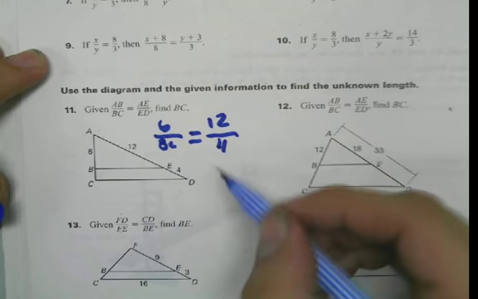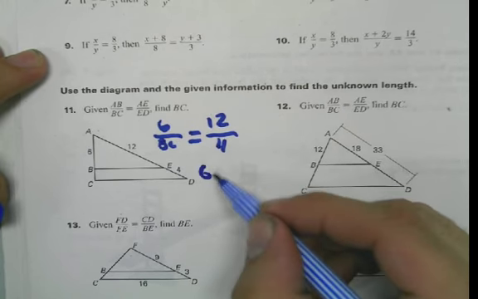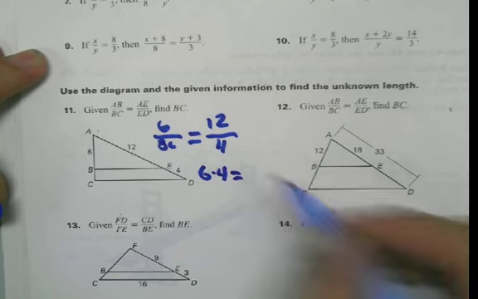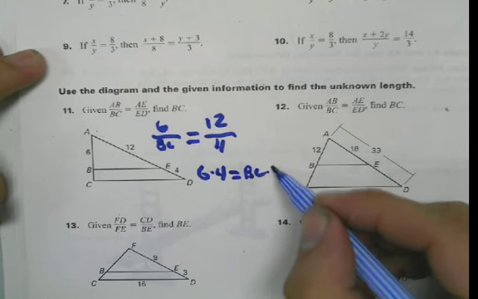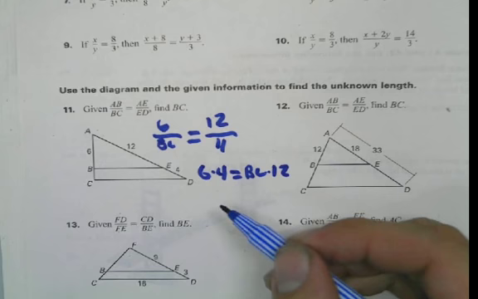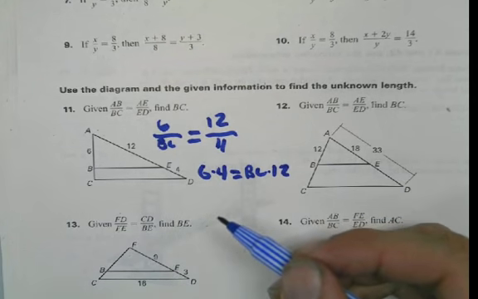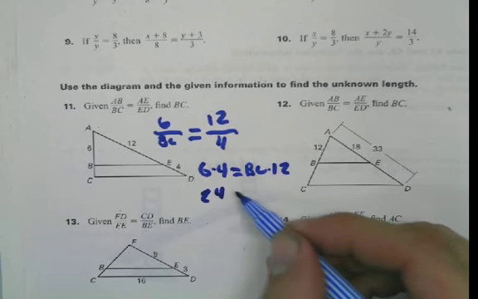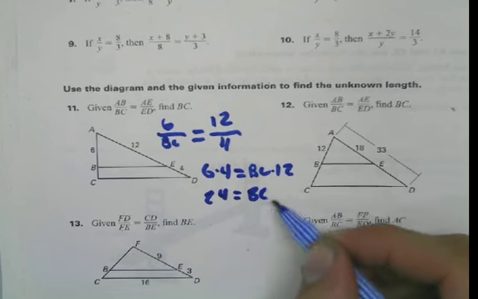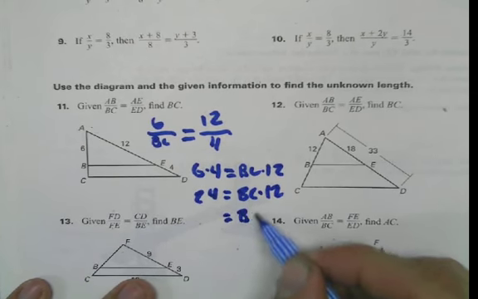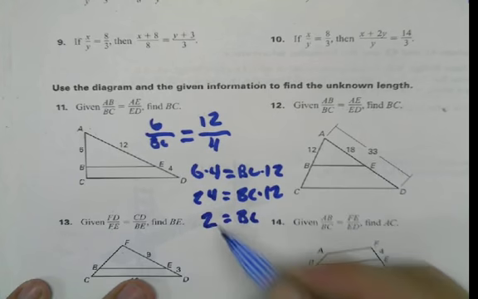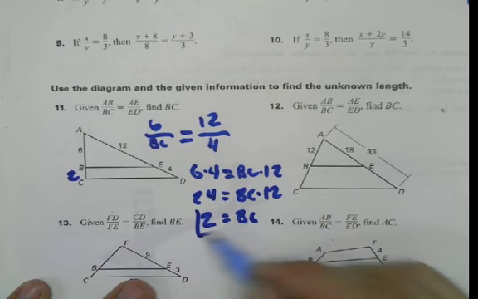Let's cross multiply. Let's say 6 times 4 equals BC times 12. 6 times 4 is 24, which equals BC times 12. Divide both sides by 12. BC equals 2. And that's our final answer. Excellent. So let's keep on moving on.